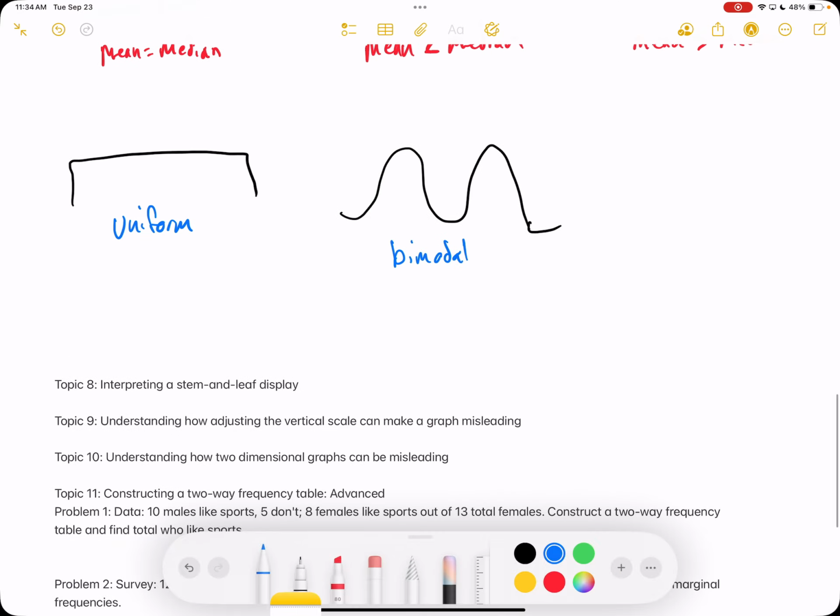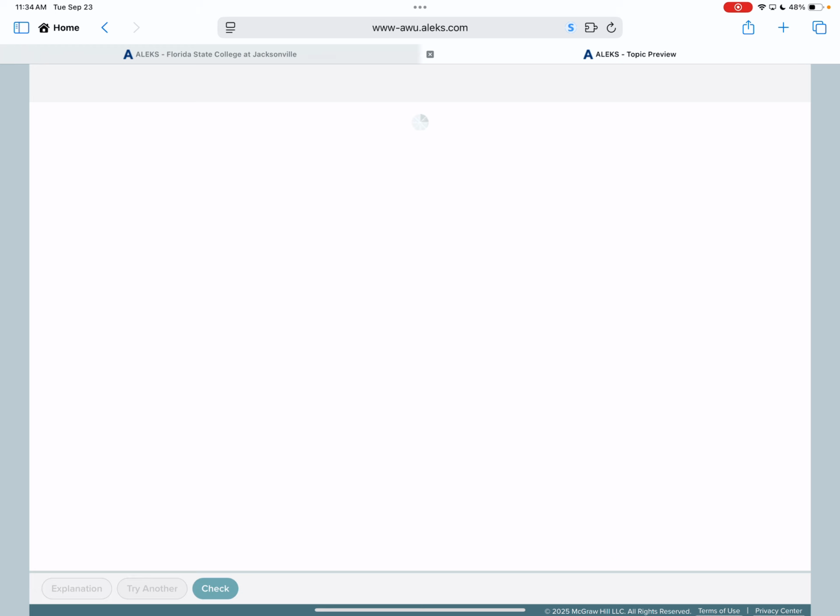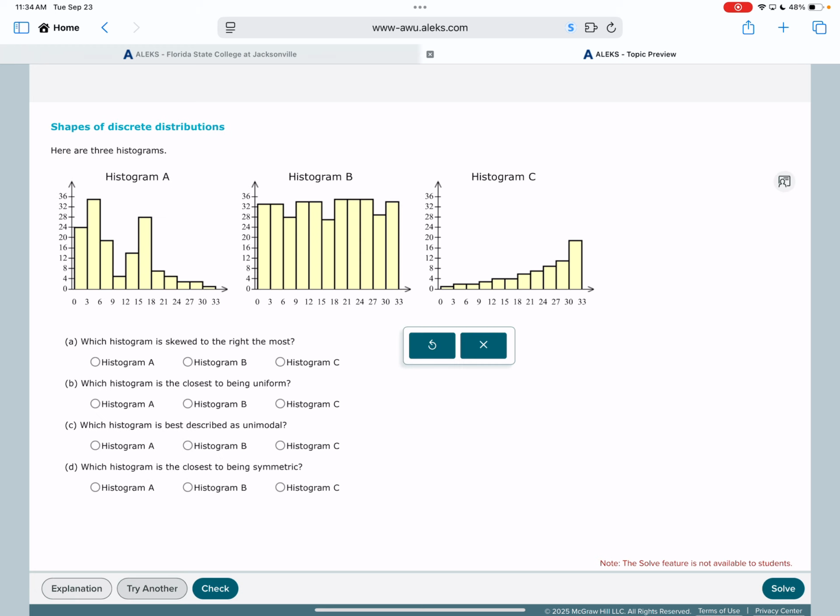I am going to go back and write the word symmetric right here, because this bell shape is symmetric. Chapters 7, 8, 9 are all about the normal curve, so we'll spend a lot of time with that.